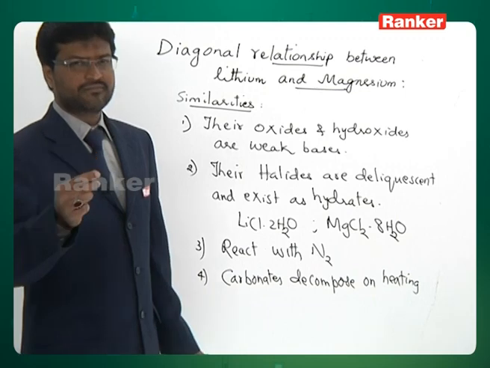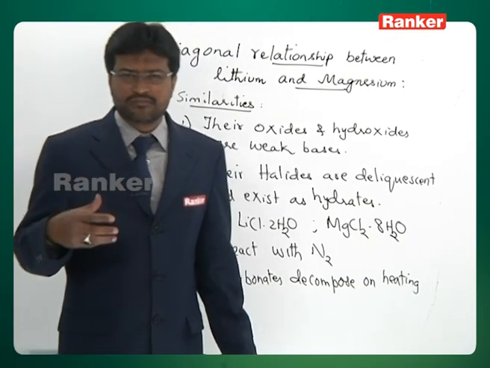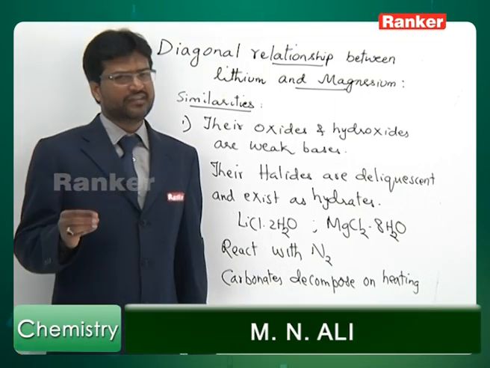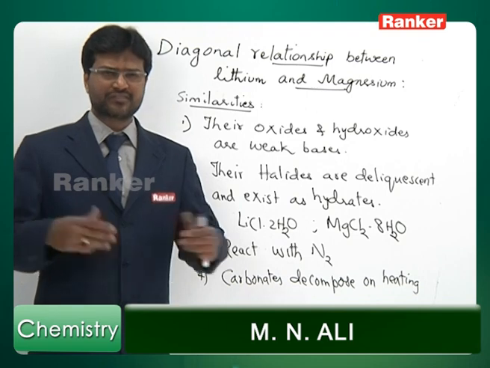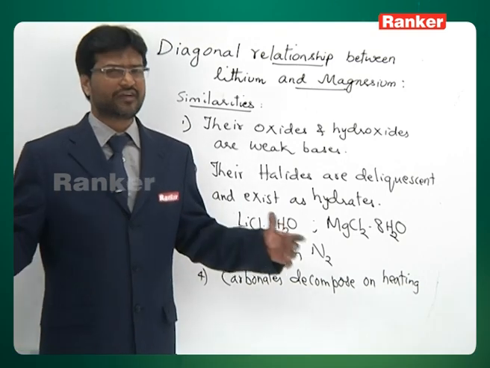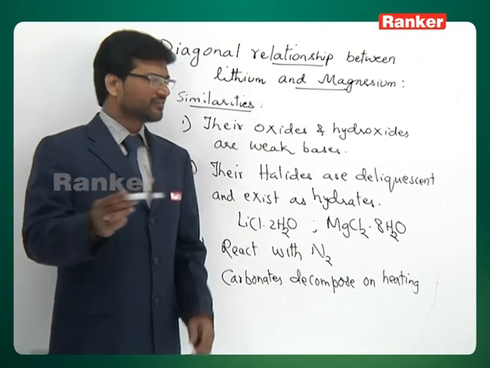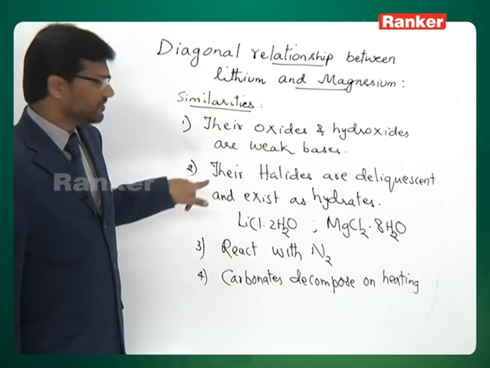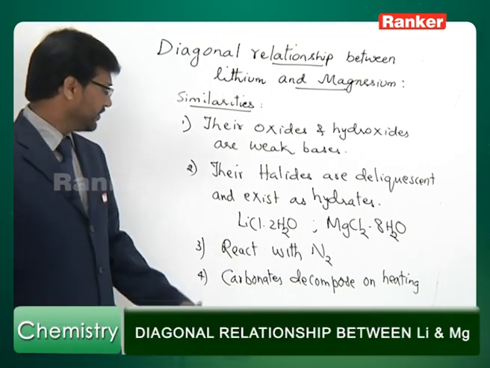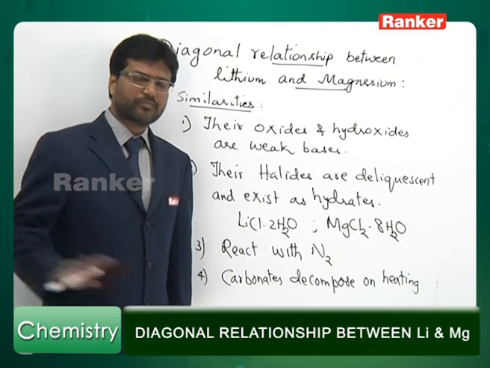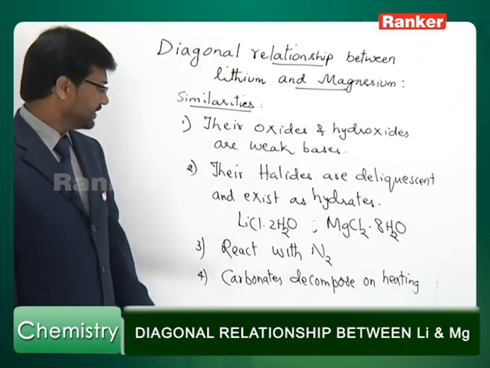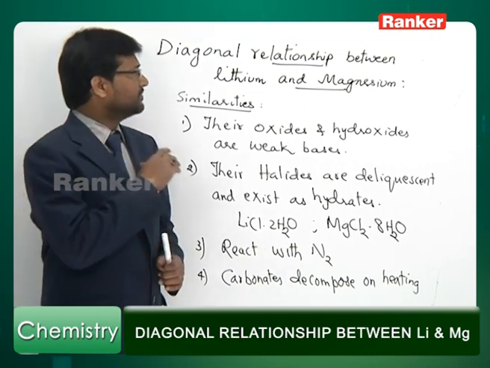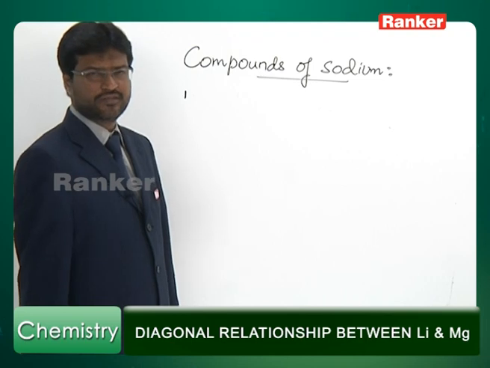Let me repeat this: lithium of 1A group resembles magnesium of 2A group diagonally, and this similarity arises due to the fact that Li plus and Mg2 plus have similar size, their polarizing powers are similar, and this is responsible for similarities in some of their properties. Their oxides and hydroxides are weak bases, their halides are deliquescent and exist as hydrates. Both the elements are capable of reacting directly with nitrogen to form nitrides. Their carbonates decompose on heating to give carbon dioxide. That completes diagonal relationship.